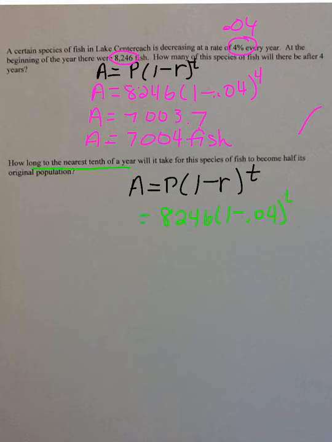Now, how much fish do we want? Well, we want it to become half the initial population. The initial population is 8,246, so I have to divide that by 2 if I want half of that. So I'm going to go over here on the side, 8,246, divide that by 2. And we want the population to be 4,123 fish. So 4,123. Okay, so again, we cannot multiply these together, so we have to get rid of this by dividing by 8,246.